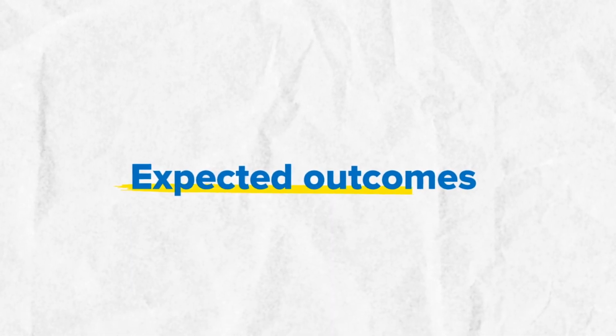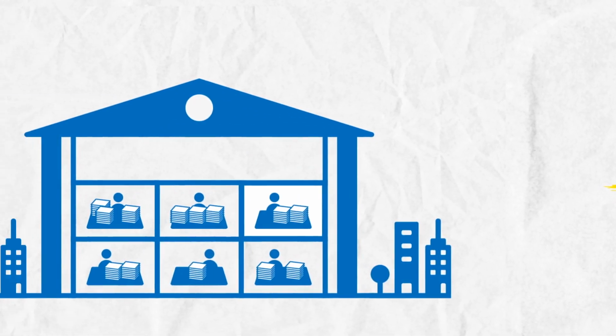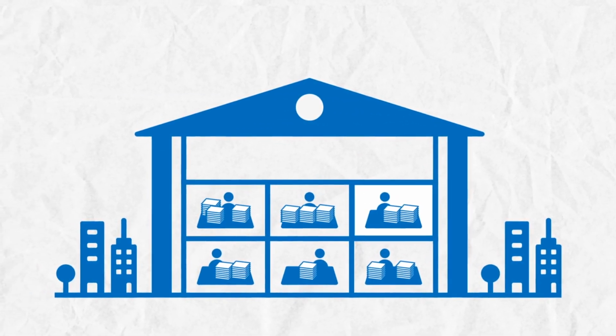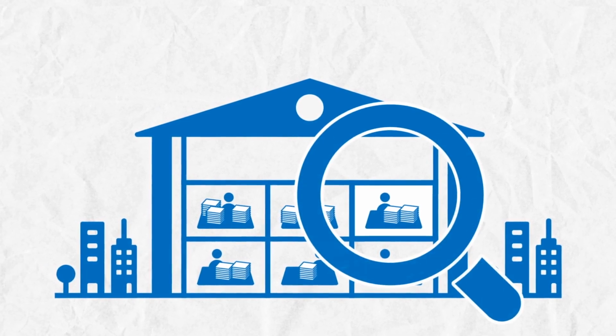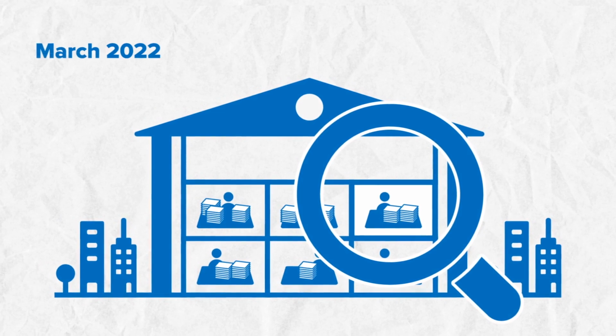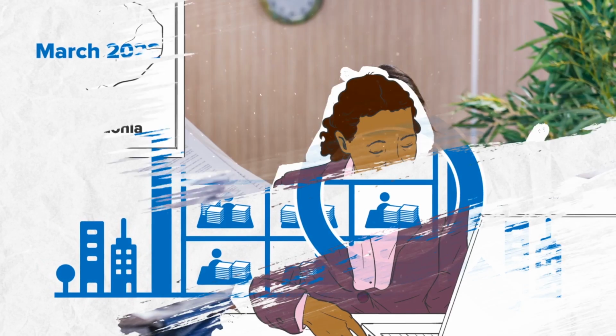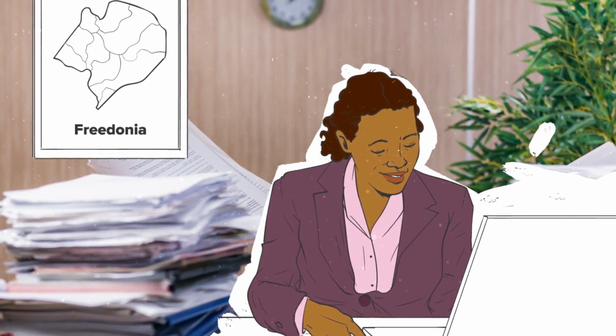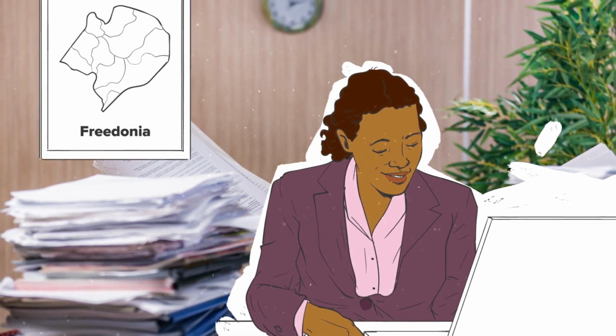The outcomes tell us what we want to happen as a result of the influencing work. Back to Fredonia. The expected outcomes are a review of the efficiency and effectiveness of the system and processes of the civil registry is set up by March 2022. Registration and documentation procedures and systems are updated by June 2022.